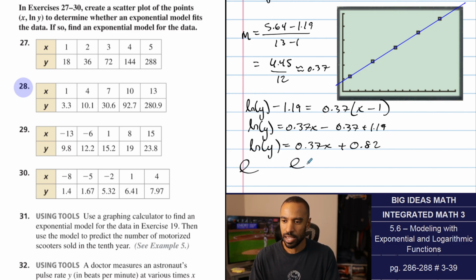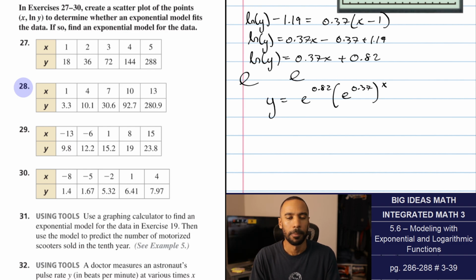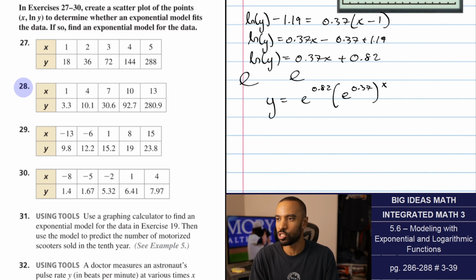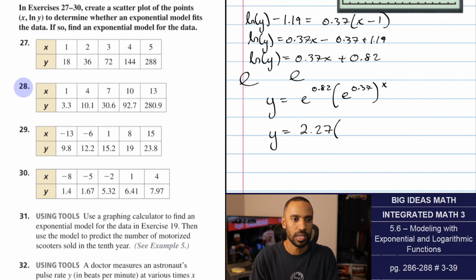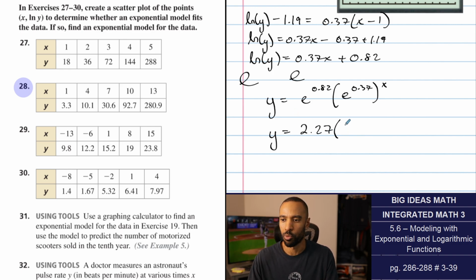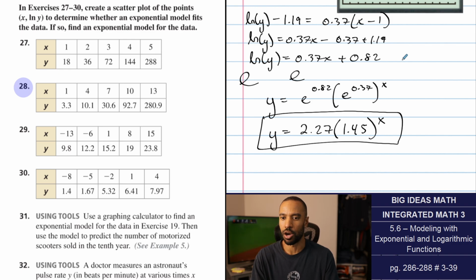We're going to do these with e as our base. So this is y equals, and I'm going to do e to the 0.82 power times e to the 0.37 power to the x power. So let's do e to the first guy, and that is 2.27 times, let's do e to our slope. I'm going to type 4.45 over 12 because I have the exact one there. I'm trying to use some exact ones out of our approximated. So this is 1.45 to the x power. So that's what I'm getting out of that one. It looked like a pretty good thing going. I like it.